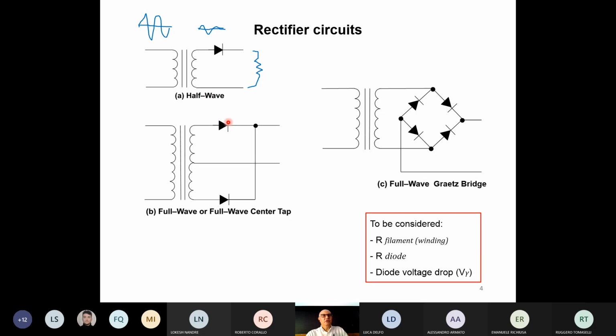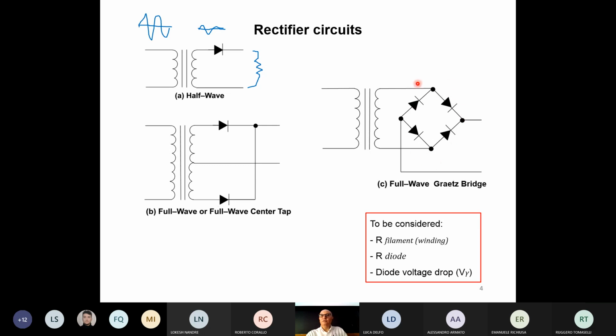Now that the diodes are very cheap, we can also move to a different circuit, the full wave or Graetz bridge. Basically, the point with the Graetz bridge is that, again, we can use the same secondary winding as we used for the half wave. So we don't need the center tap. We don't need to double the number of turns at the secondary. But we just increase the number of diodes.